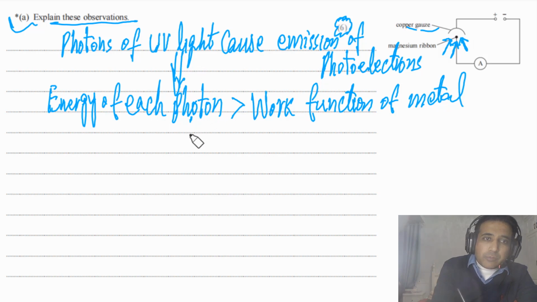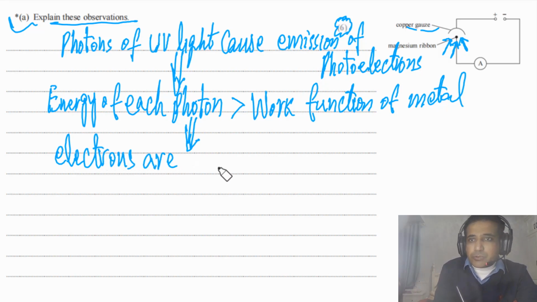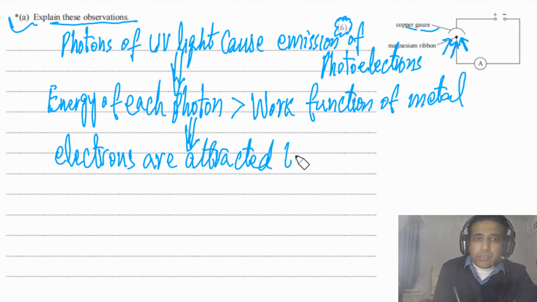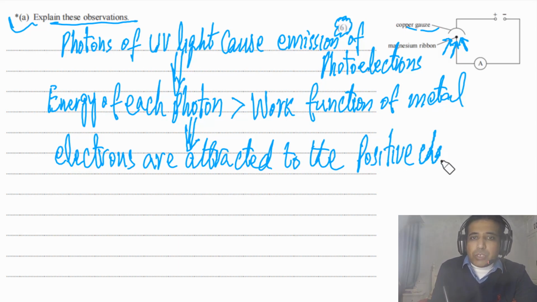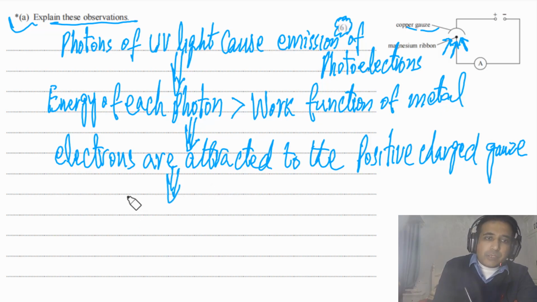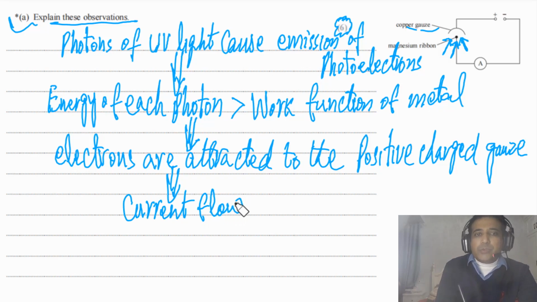Then we can talk about the polarity. We can say electrons are attracted to the positive terminal, meaning copper gauze, because this is connected with the positive terminal. So we can say attracted to the positively charged gauze, because it has positive charge. And current flows in the circuit. So this is how we can answer.